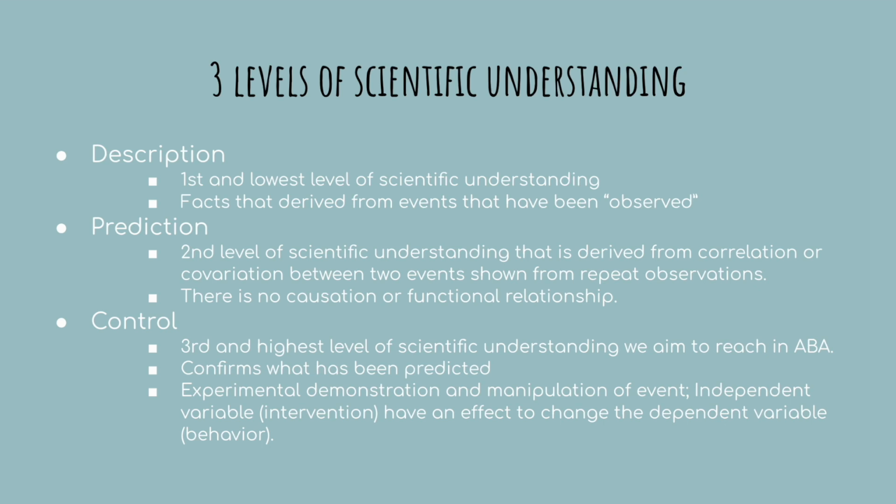And then we have prediction, which is the second level of scientific understanding that is derived from the correlation or covariation between 2 events shown from repeat observations. There is no causation or functional relationship. So with predictions, we draw these correlations by collecting baseline, and we'll go more into that in task list B and C. But when we collect baseline, we're pretty much seeing where the client is in the behavior, what it's like without the implementation.